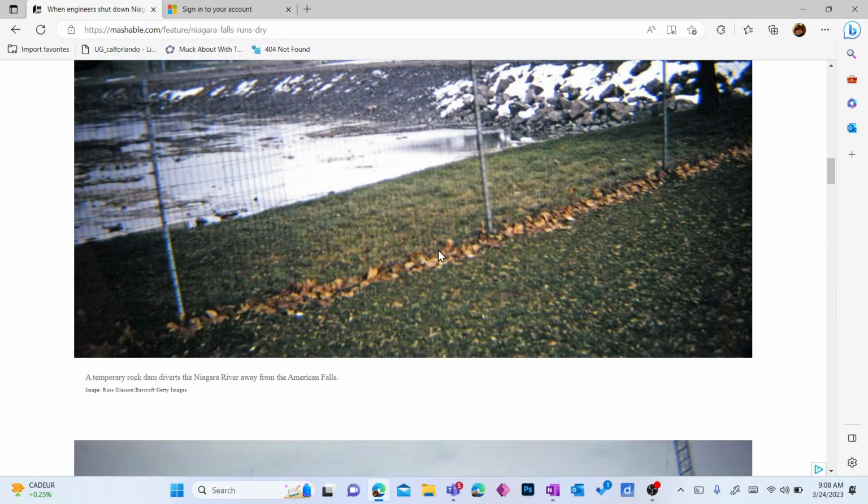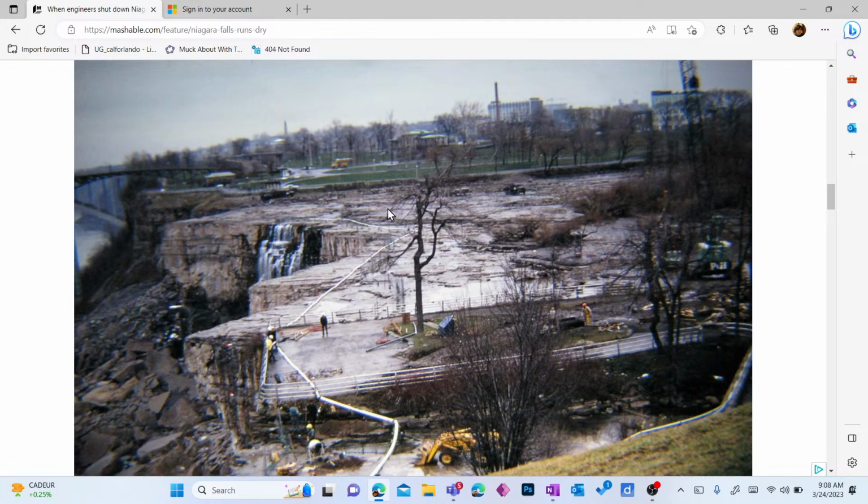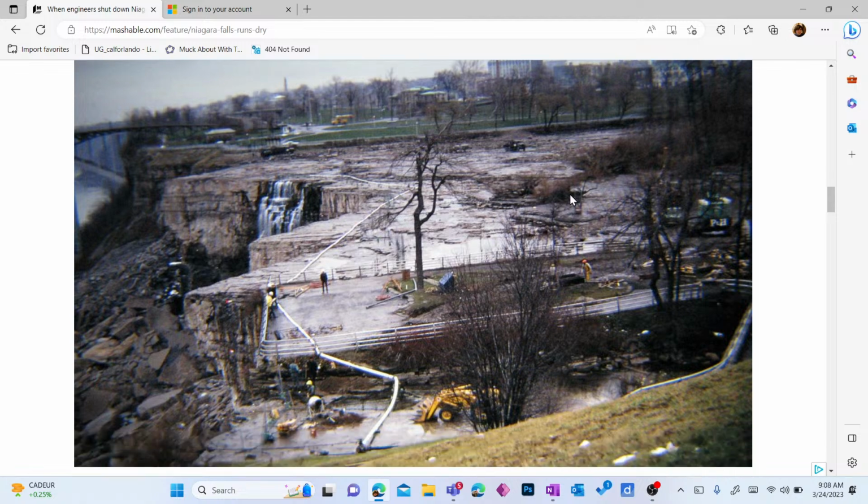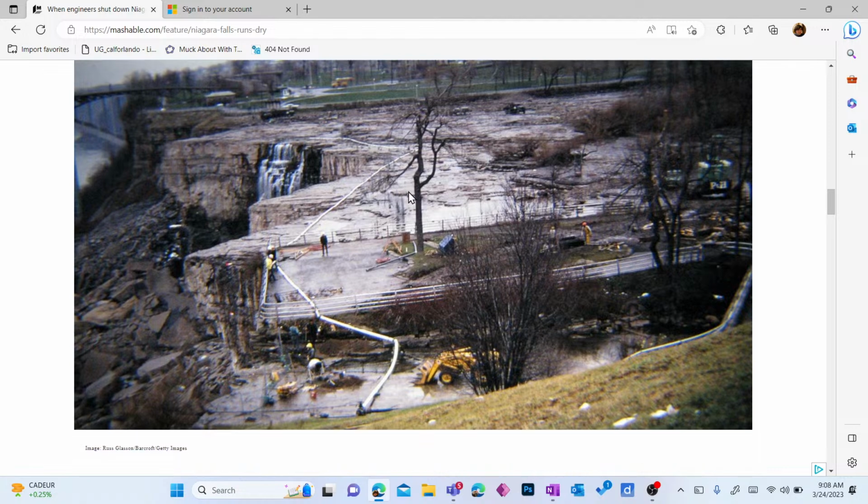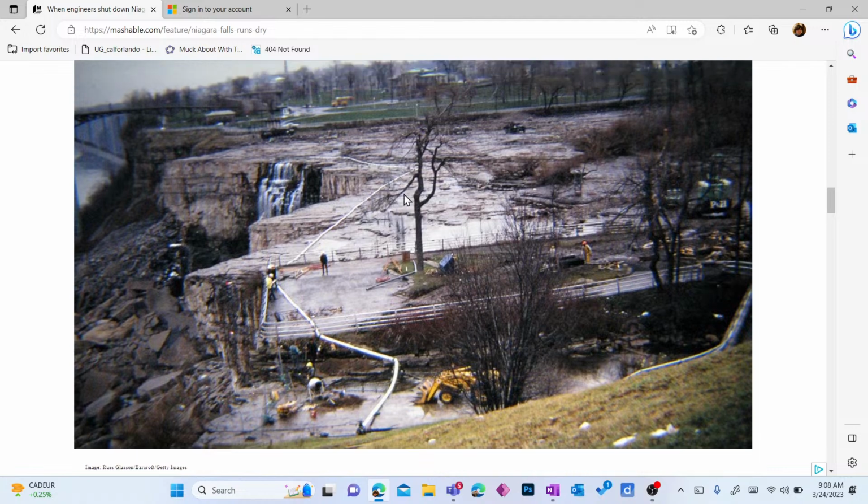So if you look here, they dammed it all up, and there is the top of the falls with essentially no water running down. I mean, you can see there's a little trickle there, but basically just shut right down. And that's the Niagara River. Pretty crazy, right? And you can see they went in with some heavy equipment, and they were doing some restorative work to keep it from eroding in an undesirable way.